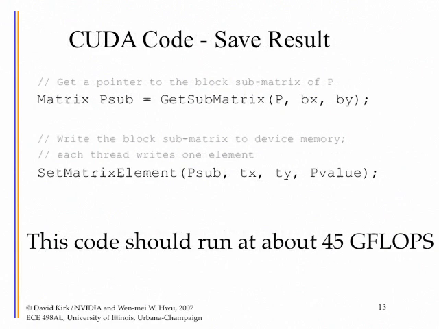So, once we're done with that entire loop, after we iterated over all the tiles, we're done with all the results. And these results will be written back into the result. And then we are done with the whole multiplication. And this code should run about 45 gigaflops.